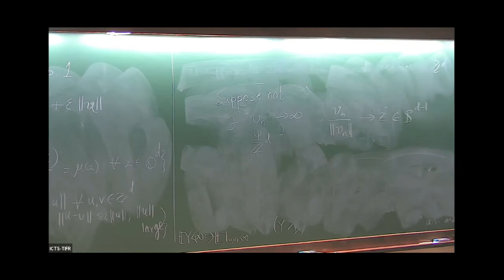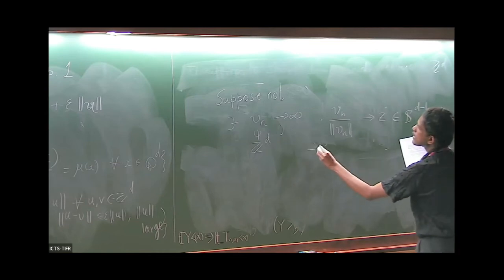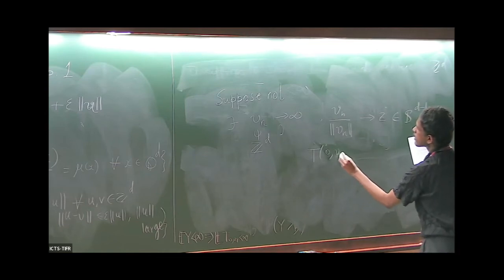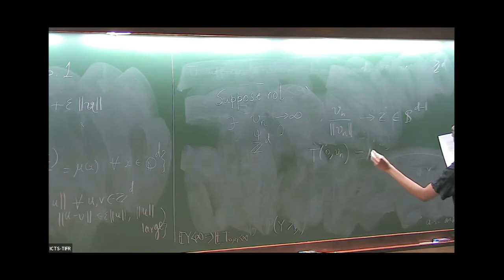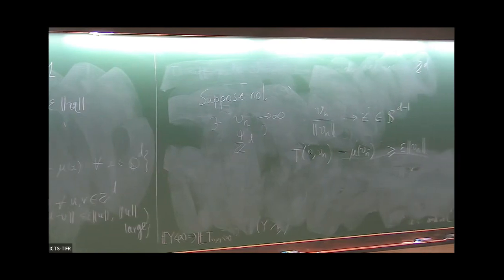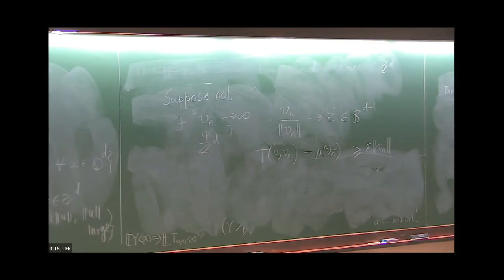This S^{d-1} is not the usual L2 sphere. This is the L1 sphere because our norm is the L1 norm. But I use that notation anyway, such that T0 Vn minus mu Vn is bigger than epsilon times norm of Vn. So this is exactly the contradiction to the statement in the lemma, right?